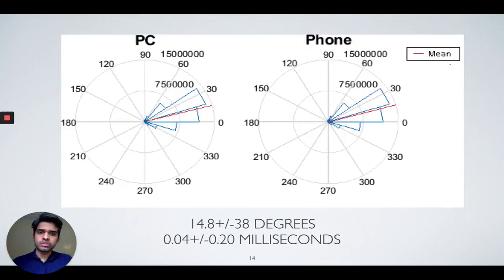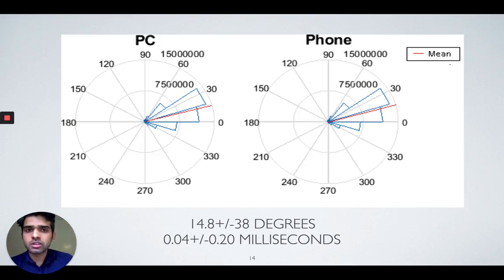And the results: this is data from about 15 subjects' sleep data. We ran the PLL and extracted the phase offline. And here are the phase error plots, measured both on a PC and a phone. We get a 14.8 plus or minus 38 degrees phase error, where phase error is measured between the phase extracted using the PLL and the gold standard, which is Hilbert. We also get a computational cost of 0.04 plus or minus 0.2 milliseconds on a phone.